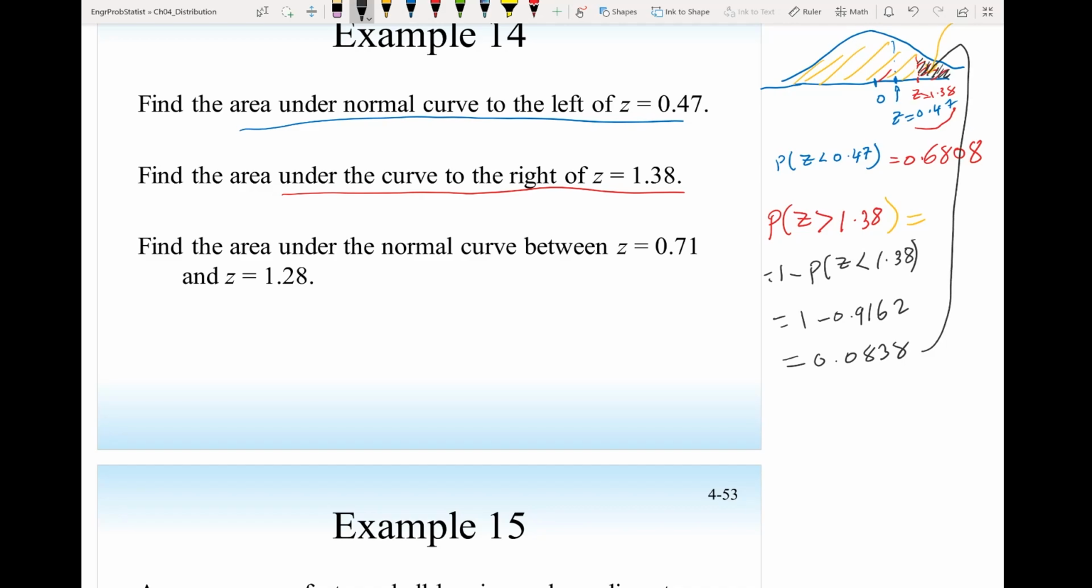Let's do the final one here. Find the area under the normal curve between z 0.71 and z 1.28. So I want to find this area, between 0.71 and 1.28.